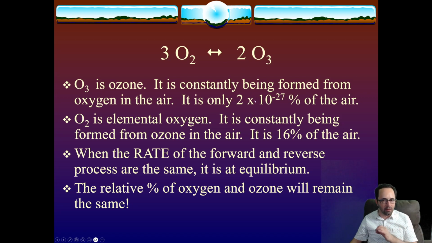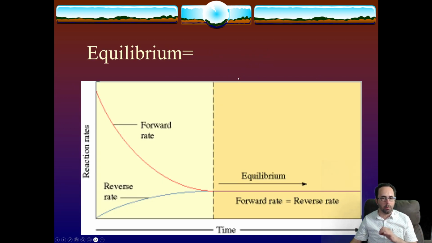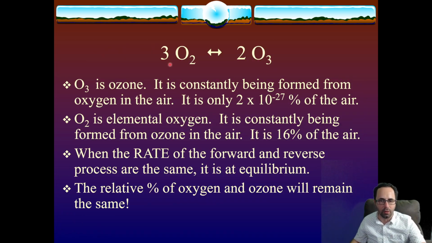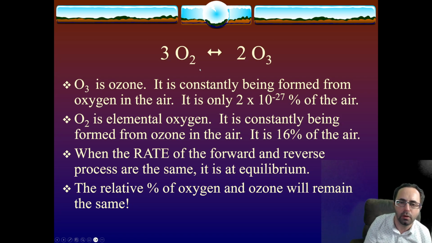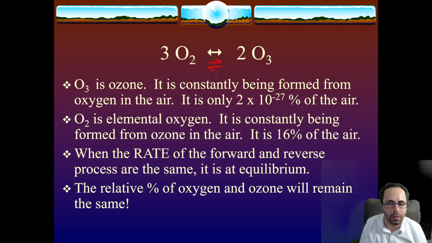So once there's a little bit of ozone in the air, now it can decompose and go backwards and turn into oxygen. And notice that for equilibrium, we use this double-headed arrow, or often it's written like this. This is to say that the reaction is going in both the forward and the reverse directions at the same speed. That's equilibrium, right? And so this is indicating the reaction going in both directions, forward and backwards.